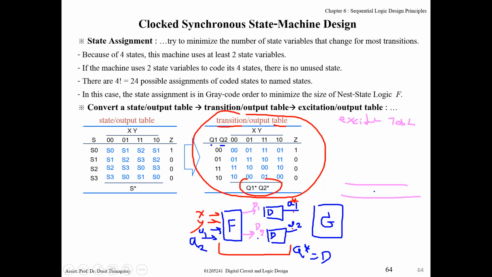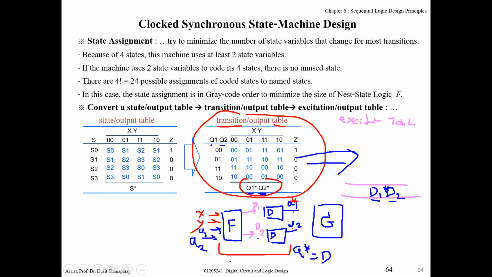I will show you the value of D1 star and D2 star easily, because it's just D1 and D2. D1 will be the same as Q1 star, and D2 the same value as Q2 star. So you can copy this transition table to the excitation table.